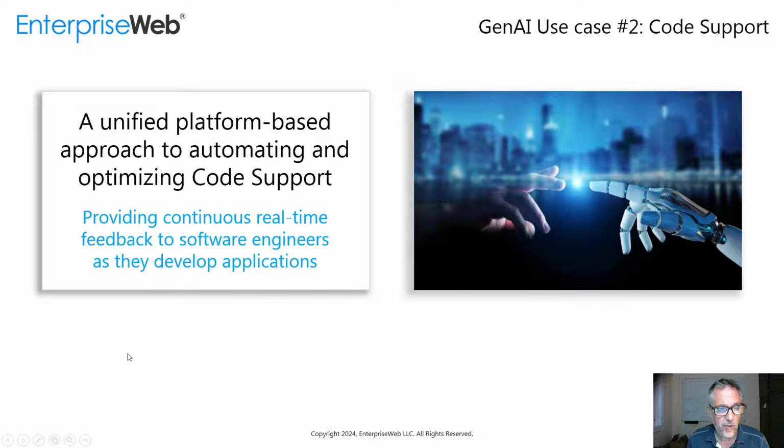Use case number 2 is code support. That's using GenAI for code summarization, analysis, and recommendations. However, with complex tasks, generative AI performance tends to decline. And code is very precise in its syntax. So we're going to use EnterpriseWeb's knowledge graph once again to optimize the LLM interaction. This way we can give a more correct, concise, and clear output to the developer.